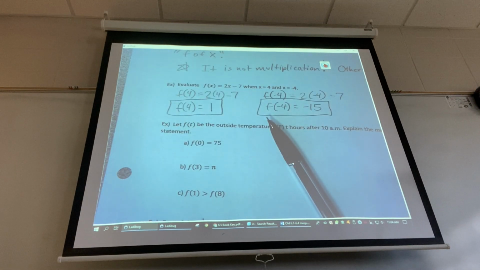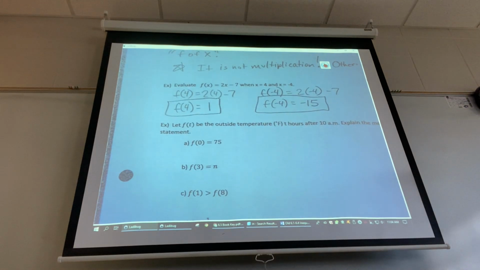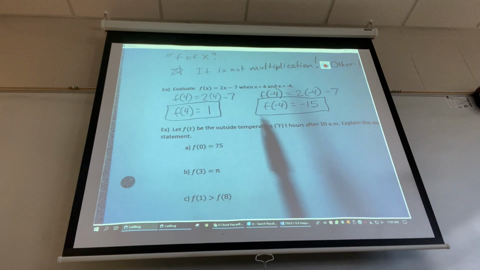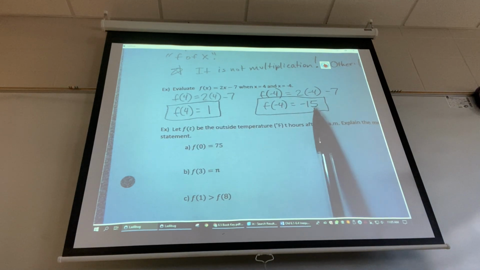Why it's useful? So you can graph it. Oh yeah, and you can totally graph this. Just f of x is your y value, so you'd have an x value of negative 4, and when you graph it, your y value would be negative 15. So negative 4 would be your x, and then your y value would be negative 15. So negative 4 is your input and negative 15 your output. Exactly right.